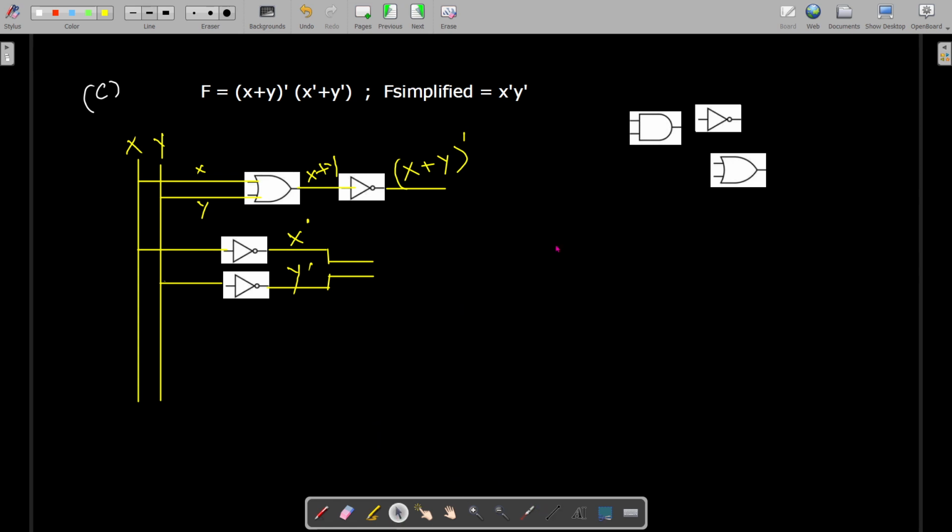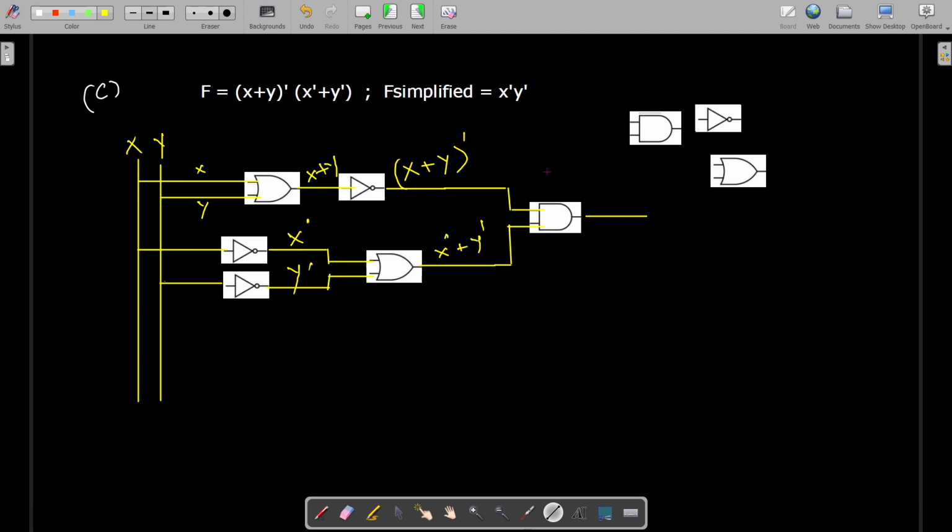So we need a two input OR gate for this. The output line is taken and it is named as x dash plus y dash. Now these two lines are connected, so these two lines are given to two input AND gates, so that we'll get the final output for this.